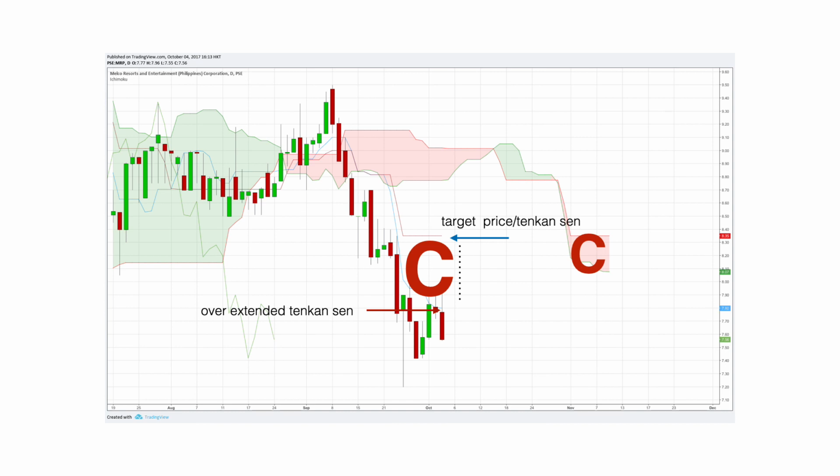This C pattern could also happen in strong downtrends. In this chart, the move is overextended so that the Tenkan-sen is way below the Kijun-sen line. So we expect a bounce that will bring the price towards the Tenkan-sen line.